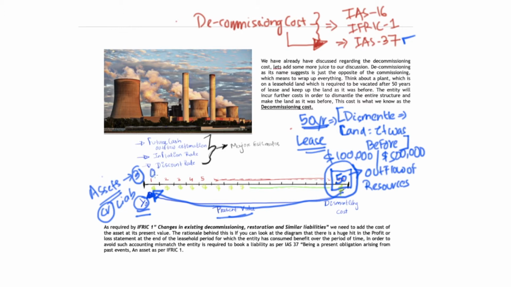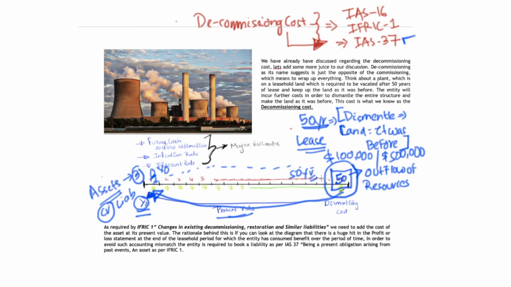The second one is the inflation rate. Because I am estimating, standing at year 0, what I need to pay after 50 years, I have to go through at least 50 cycles of inflation, one cycle per year. I don't know the inflation. Hence, it's also an estimation.